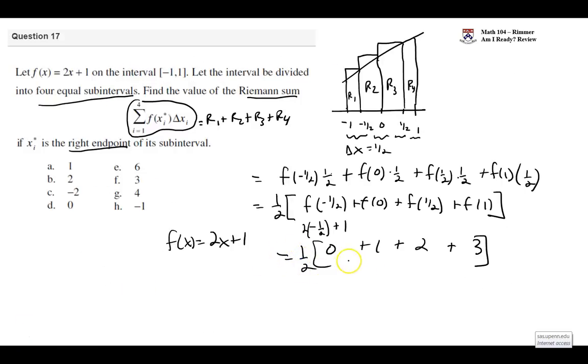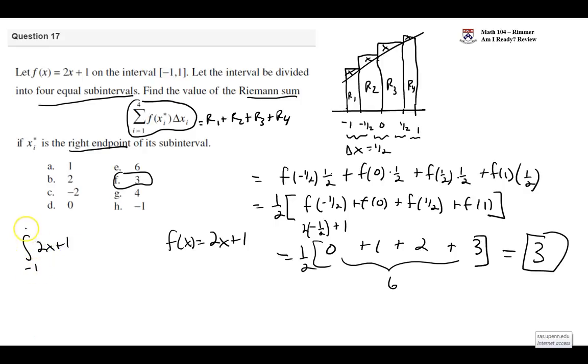And then add these guys up, and we get 6. So the total area would be 3. It's an approximation. Okay, it is an over approximation. The true answer will be found to be smaller than that. And we get that by integration. Integrate 2x plus 1 from negative 1 to 1. That would be the actual answer. And ours is an approximation to that.